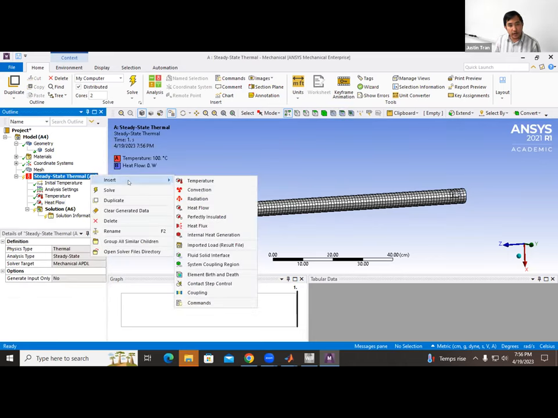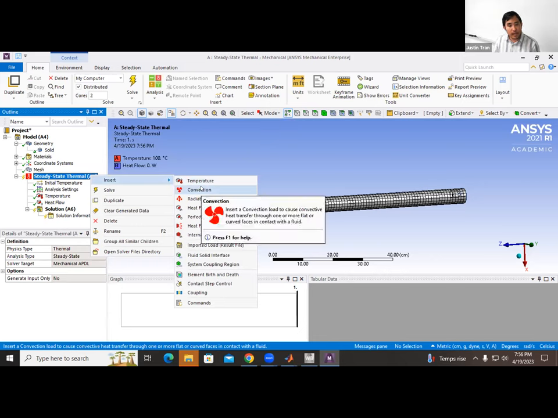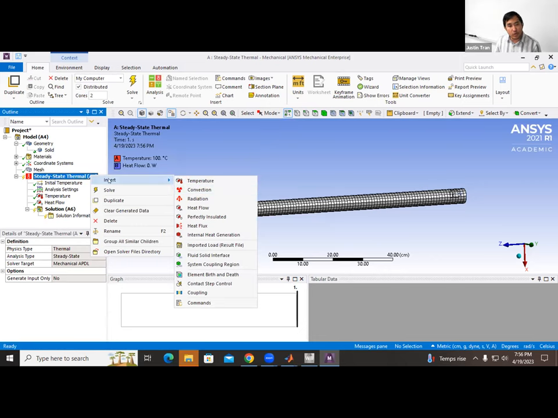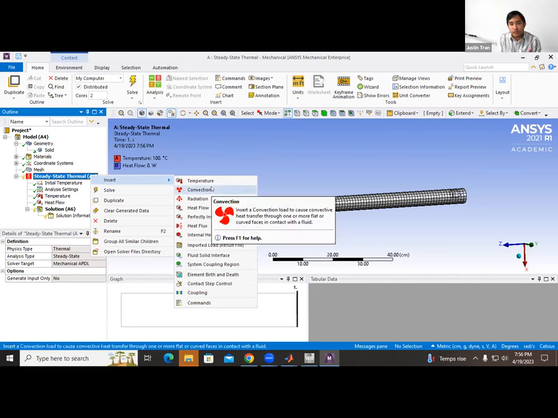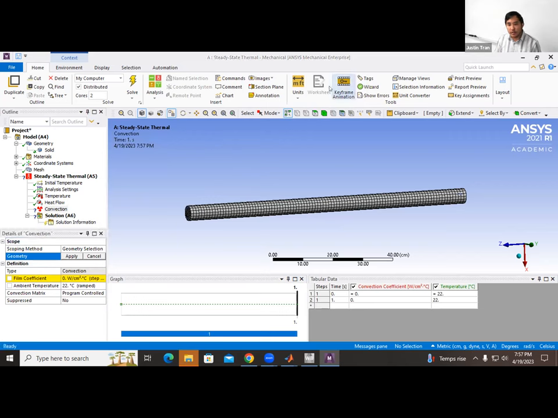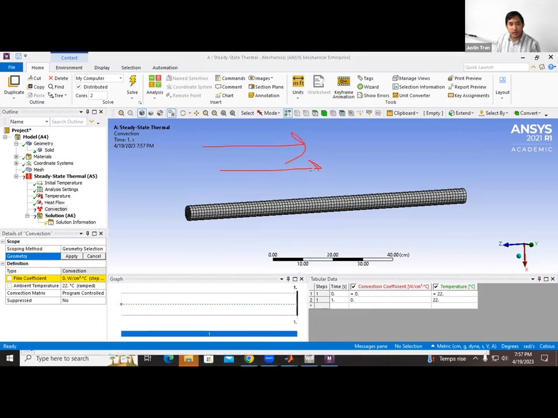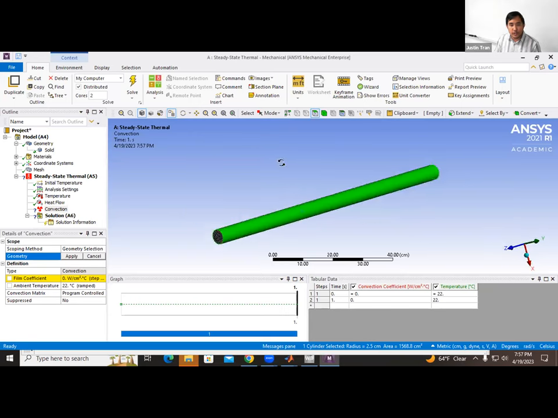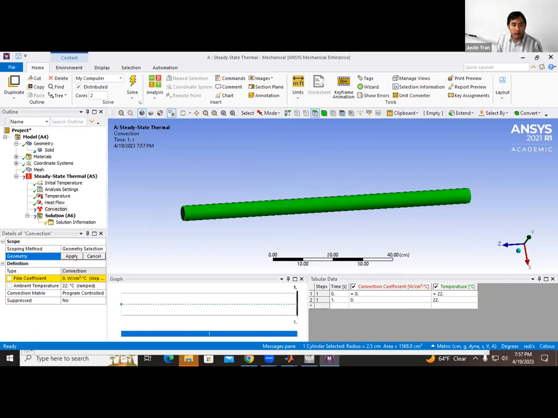Okay, and so last thing we're going to specify here is a convection type boundary condition. And so just like before, we're going to right-click steady-state thermal, go to insert, and then go to convection here. And so you can see here, you can read the tooltip. Convection causes convective heat transfer through one or more surfaces that are in contact with a fluid. Okay? And so basically what we're assuming is that we have air that's flowing over the top of this fin, all the way around it. And so there's going to be heat loss from the fin to the fluid as it flows around. Okay, and for this, we need to specify the entire outer surface of the fin because those are the parts that are exposed to air.